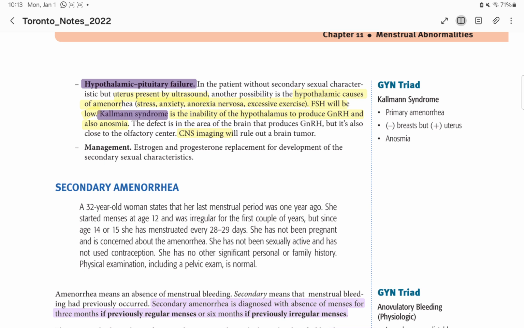Kallmann syndrome is the inability of the hypothalamus to produce gonadotropin releasing hormone, and also anosmia. So in this case, we have to do CNS imaging like MRI or CT scan, and the management will be estrogen and progesterone replacement for the development of the secondary sexual characteristics.